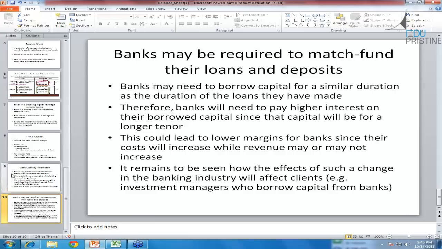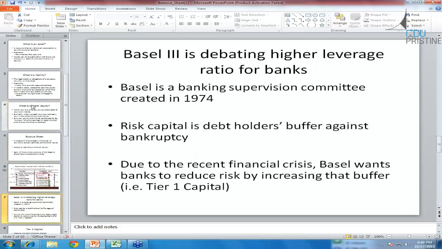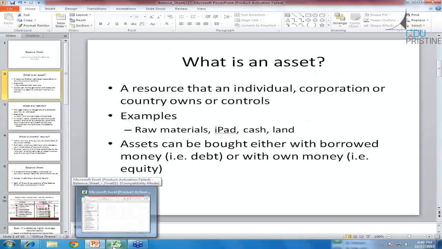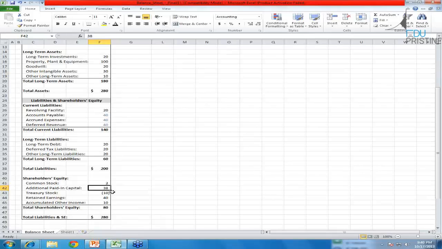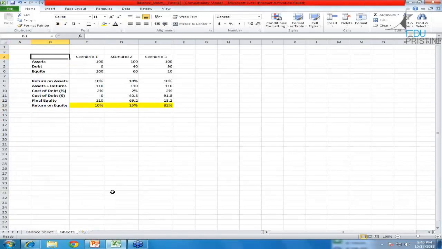And I think that really concludes the slides that I had to present to you. I'd like to open up the floor to whichever questions you may have, whether it is about the slides, about the makeup of a balance sheet that I showed here, or the effects of leverage in between these three scenarios.